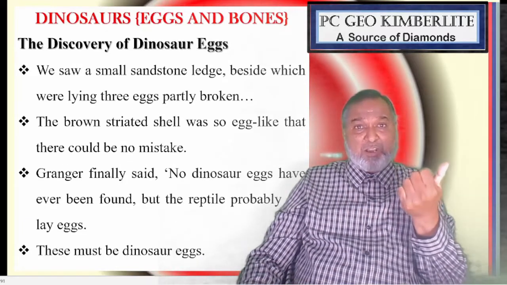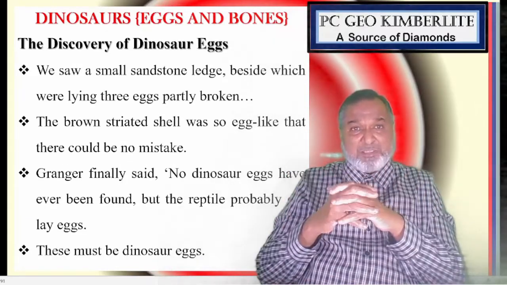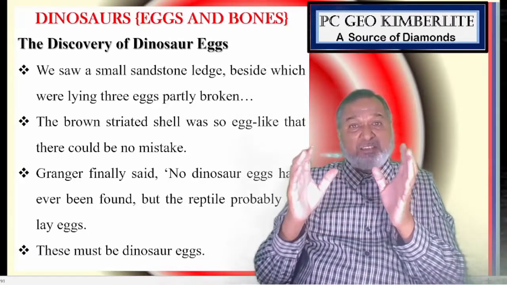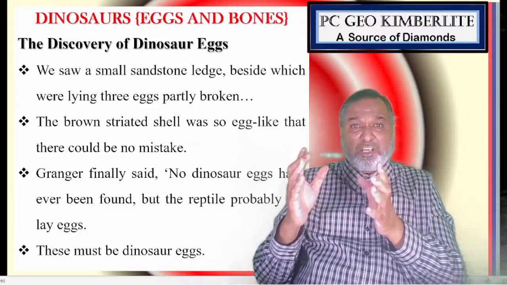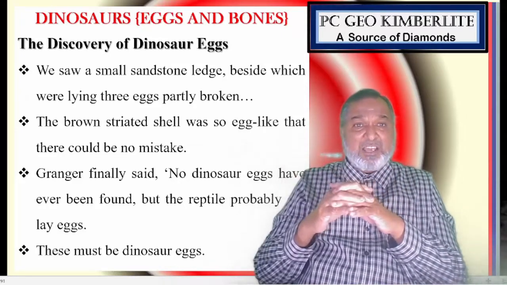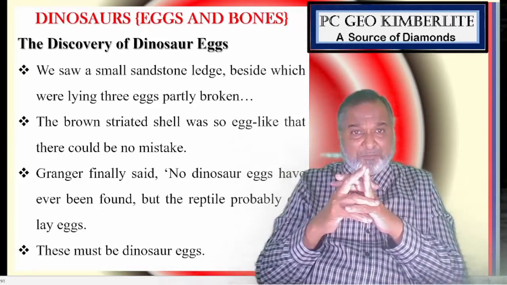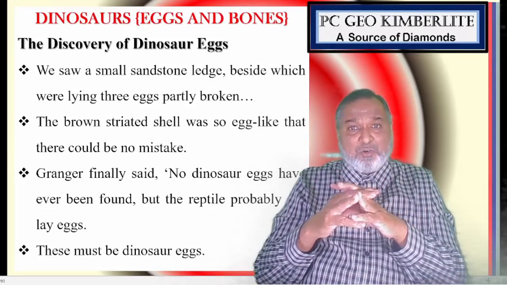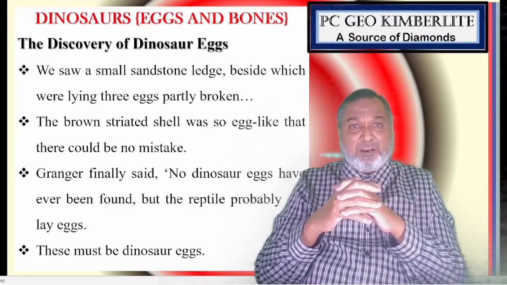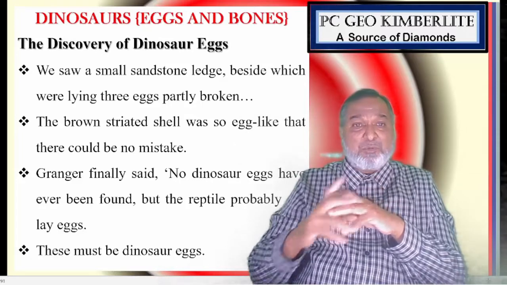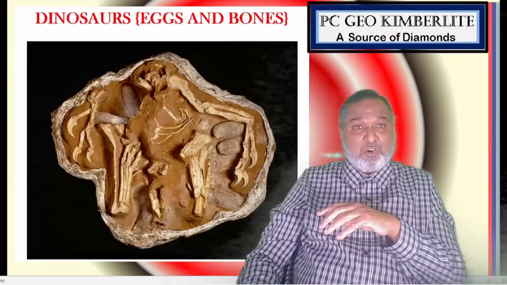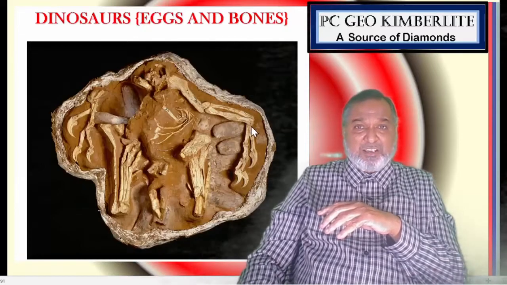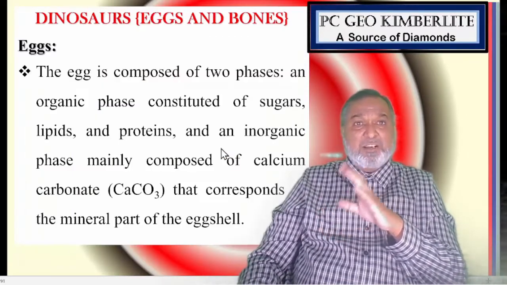We saw a small sandstone ledge beside which were lying three eggs, partly broken. The brown striated shell was so egg-like that there could be no mistake. Granger finally said that no dinosaur's eggs had been found, but the reptile probably did lay eggs. These must be dinosaurs' eggs. So you can see here the eggs which were given in that first discovery.